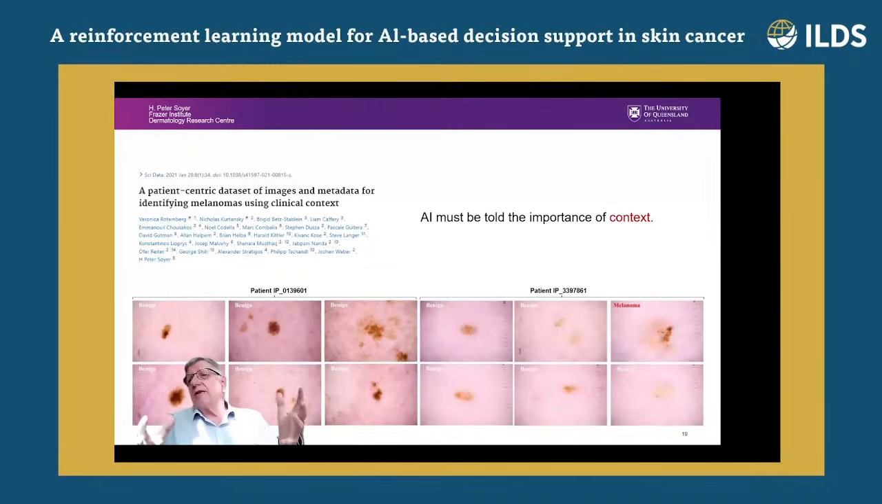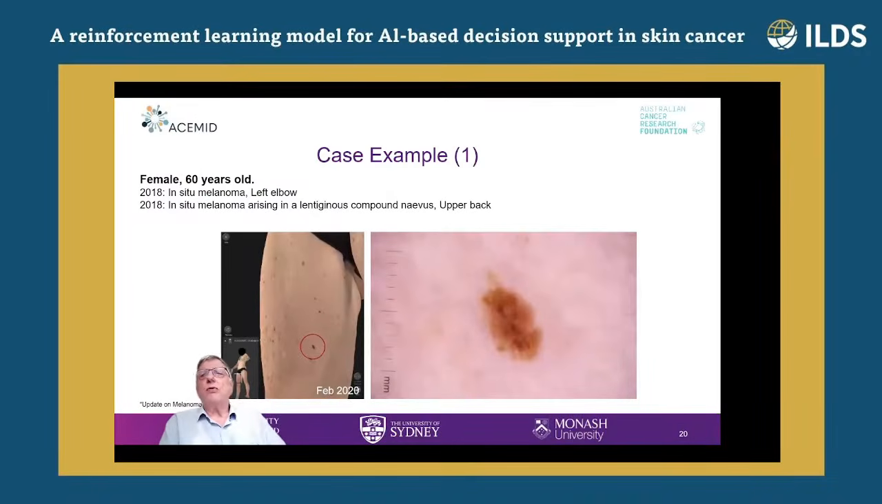We see the context, but the AI needs to be told this context to basically identify then the melanomas. I'd like now to share with you also two clinical examples, which we do with 3D total body imaging and dermoscopy over time.